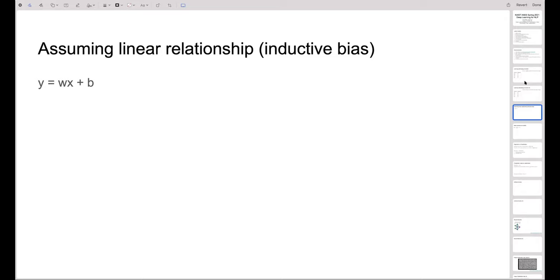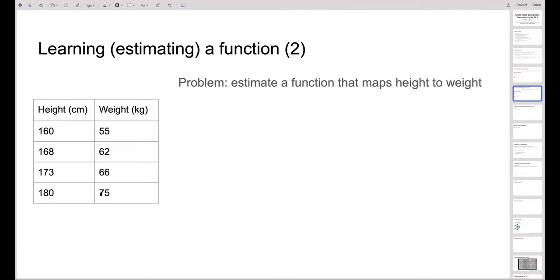So let's say we have wx plus b. Then of course, what that means is we can compute f(xi) with this function, which is exactly w xi plus b. We can compute this for all i. If you look at this table again, f(x1) will be w, which you want to estimate about the function, times x1, which is 160, plus some bias, which is also something you want to estimate. You can do this for all values, and so on.